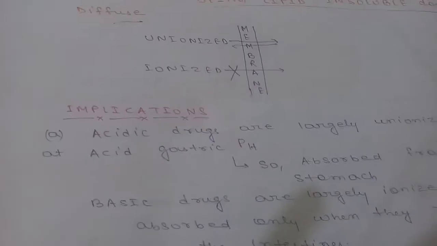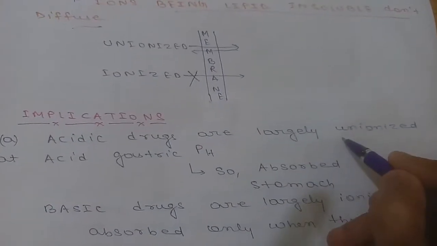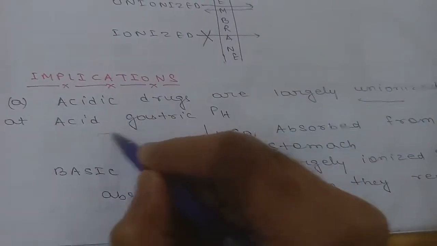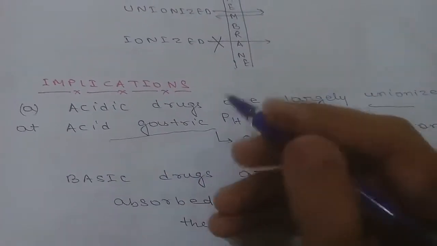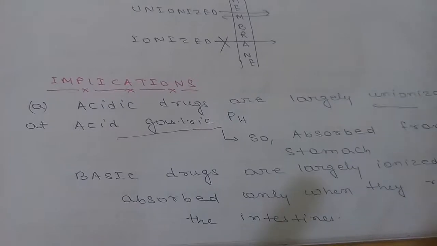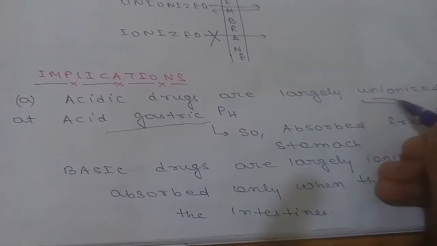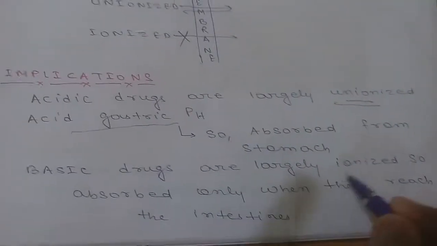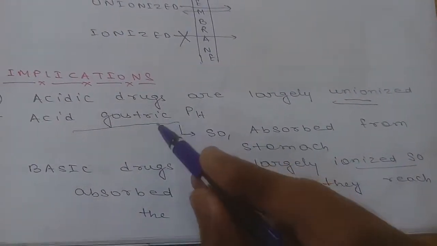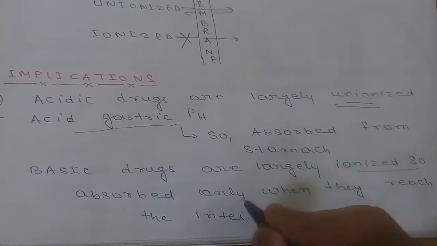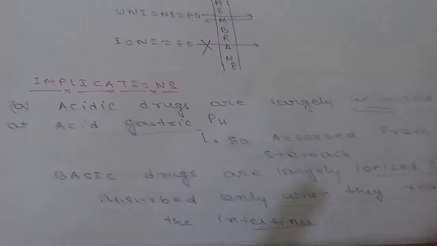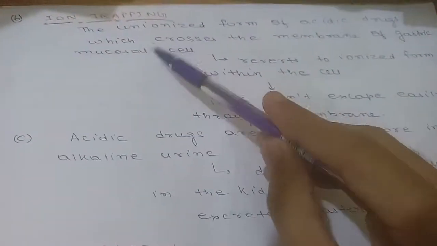Now coming to the implications. What are the clinical implications of this fact, that is pH? Acidic drugs are largely unionized at acidic gastric pH. We know the gastric pH is acidic in nature, so acidic drugs will be largely unionized, so absorption from the stomach will be more. In the same way, basic drugs are largely ionized in the gastric juice, so they will be absorbed only when they reach the intestine, where they will face basic pH.